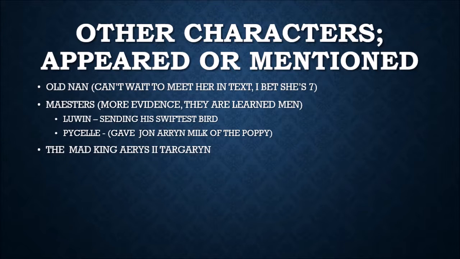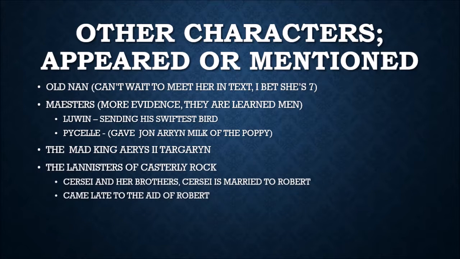We learn about the Mad King Aerys II Targaryen. I definitely know we're going to get more information about him, but he's just mentioned so far. And we know that he wanted to kill Robert and Ned, but look at what happened. He definitely lost, because Robert is now the king of the 7 Kingdoms.